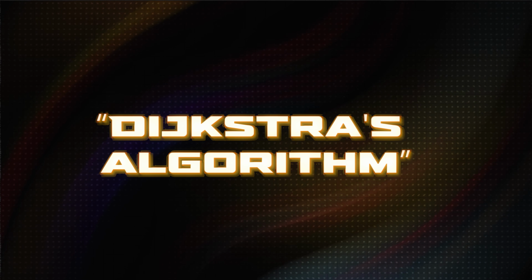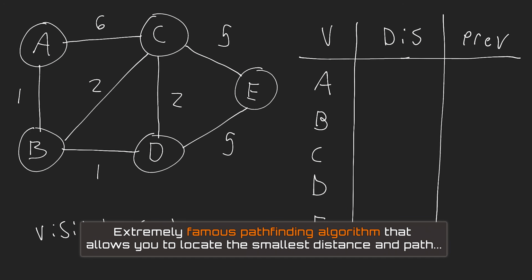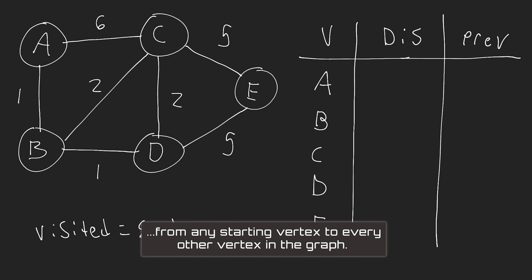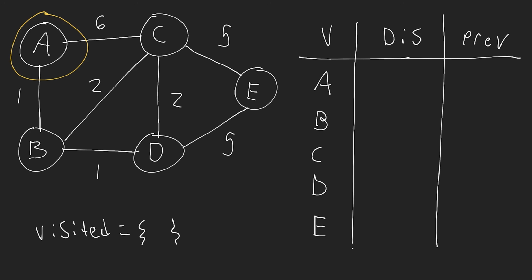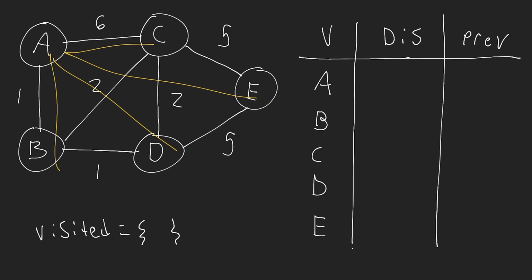All right, so what is Dijkstra's algorithm? Well, first of all, this is an extremely famous pathfinding algorithm that allows you to locate the smallest distance and path from any starting vertex to every other vertex in the graph. So for example, we may start at A, and after we run Dijkstra's algorithm, we'll know the shortest distance as well as the shortest path to every vertex inside of this graph.